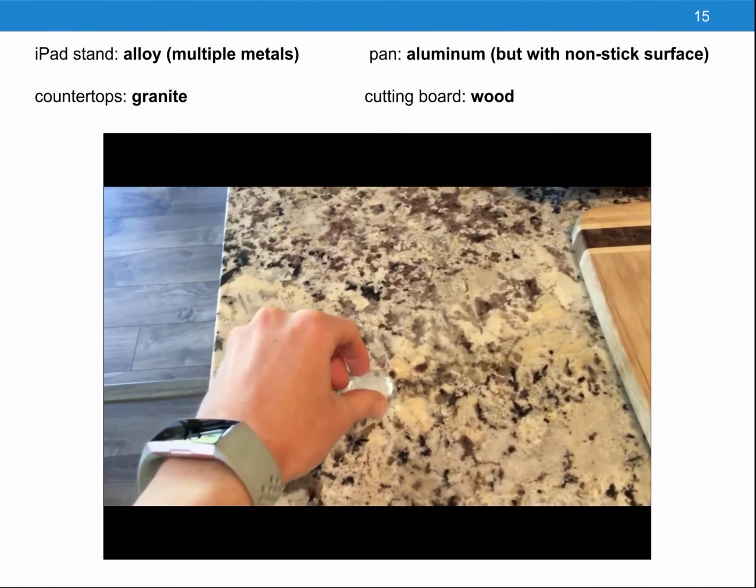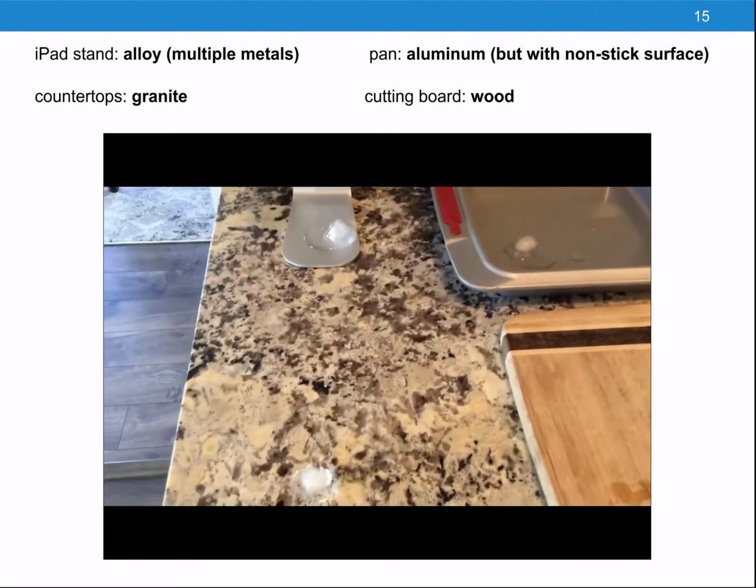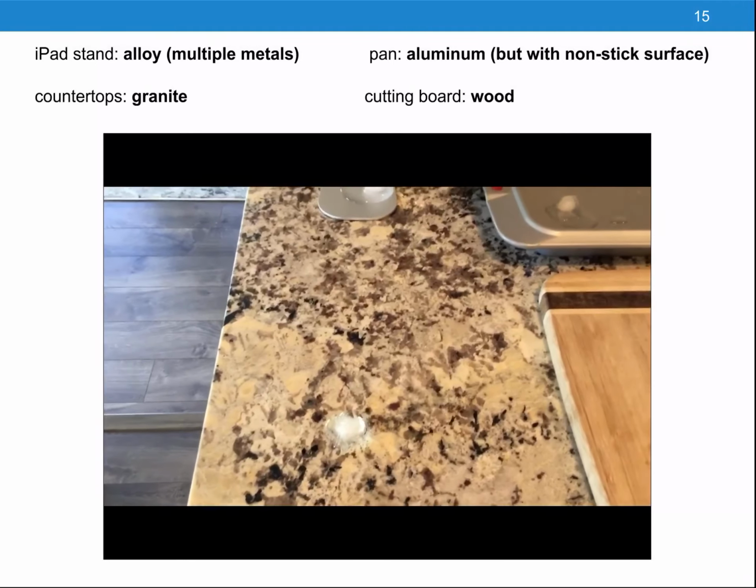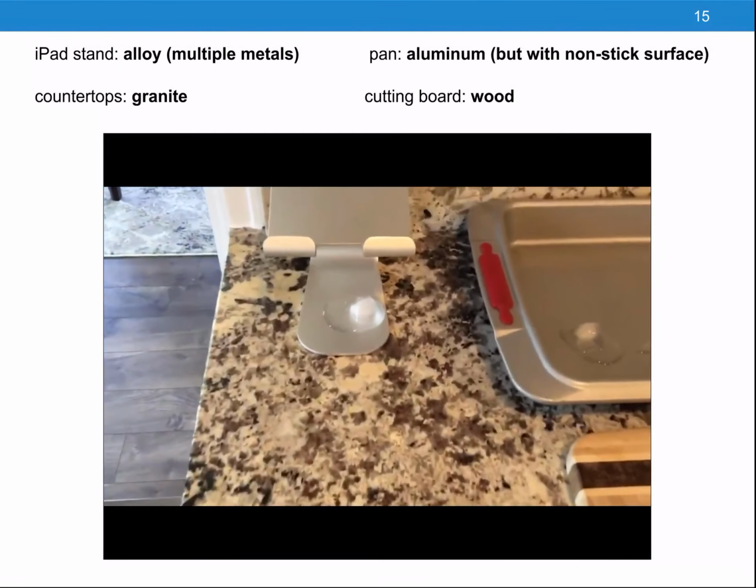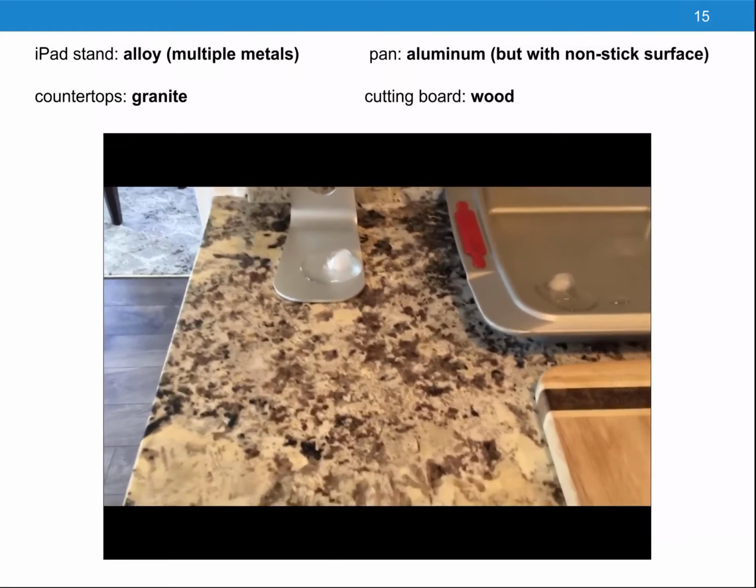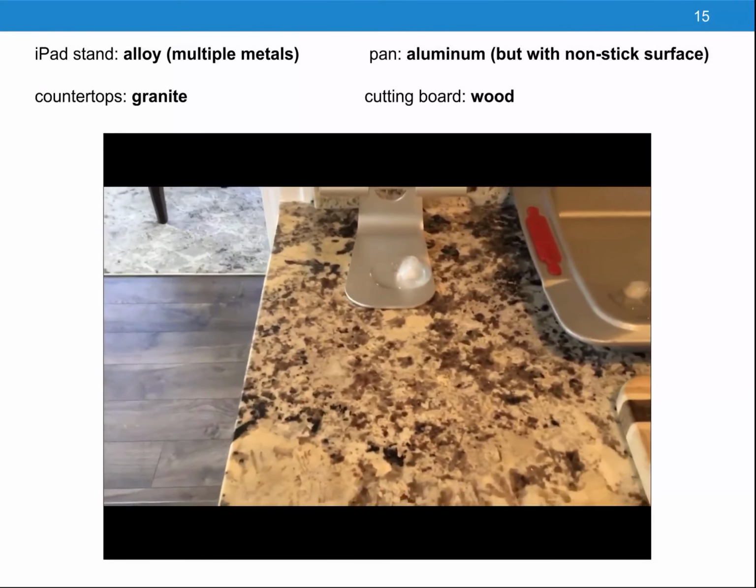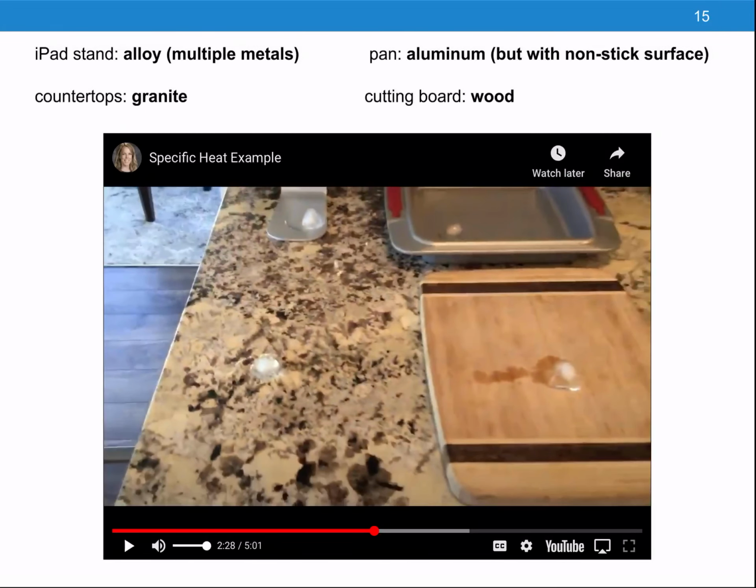Countertop, fairly similar to the pan. I would say that this ice cube is still a little more frozen than water. And the iPad stand, we almost have a fully melted ice cube. All right, so that was only after a minute.